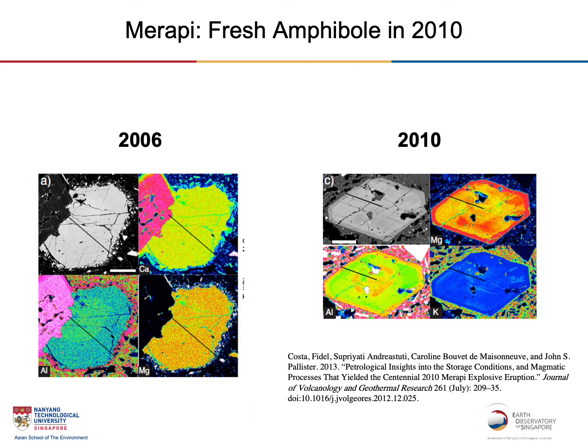One of the things that the analysis came out with was the comparison between the 2006 texture and chemical composition with the 2010 eruption. So we know that 2006 was not as explosive as 2010. Fidel found that there was more fresh amphibole in 2010, while in 2006, most of the amphibole had been degraded.